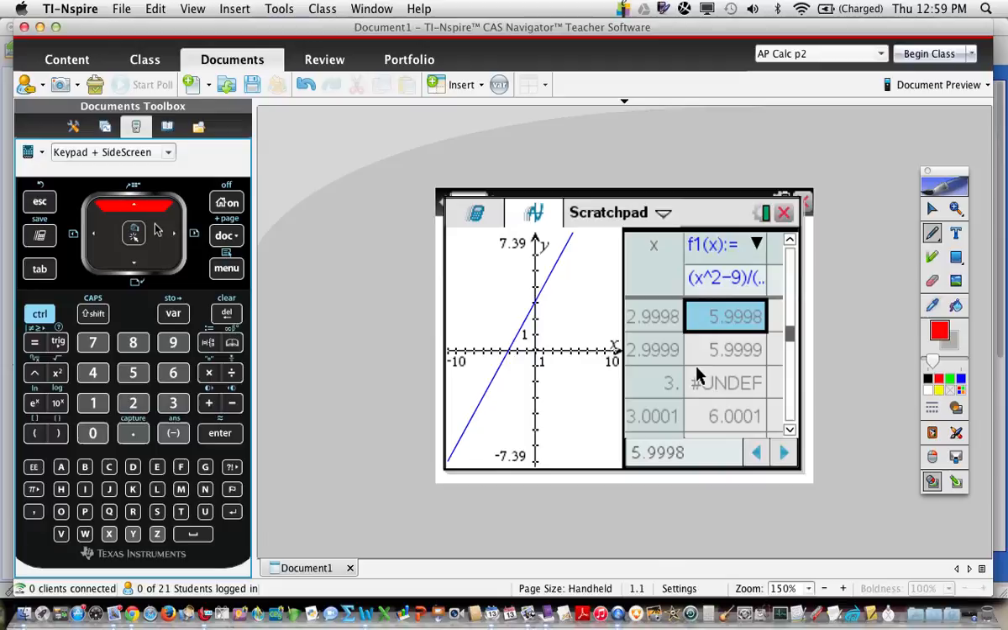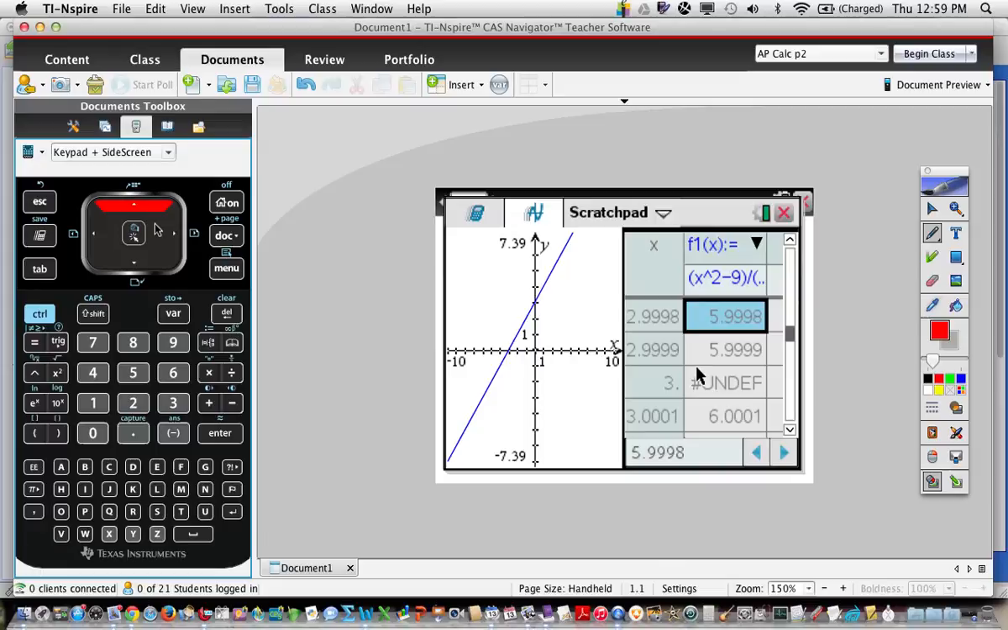Yeah, what would be the answer? Does not exist. If this was 3.999, that would tell you from the left it's getting close to 4, and on the right it's getting close to 6. The two cars are not meeting. The limit would not exist.